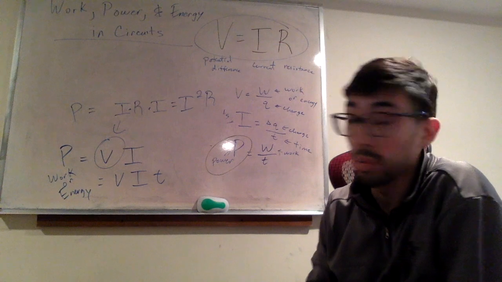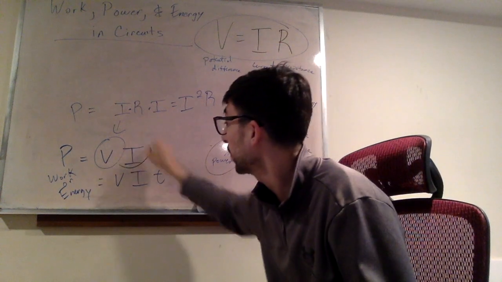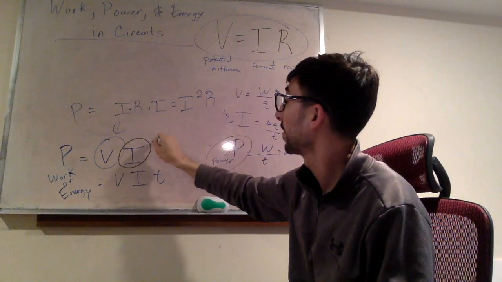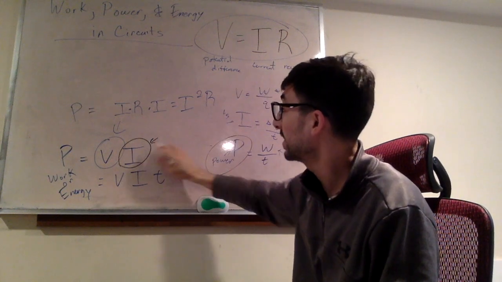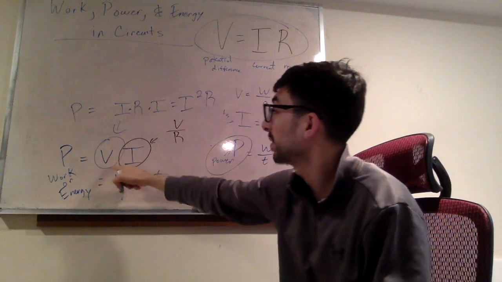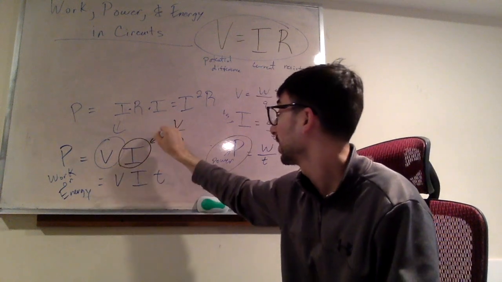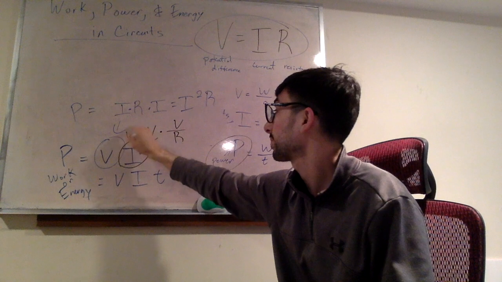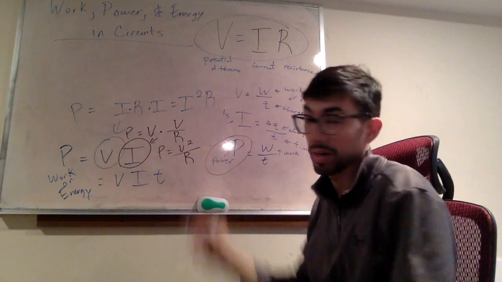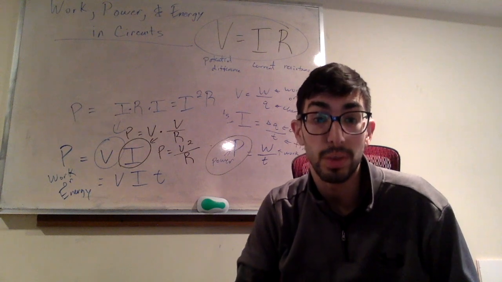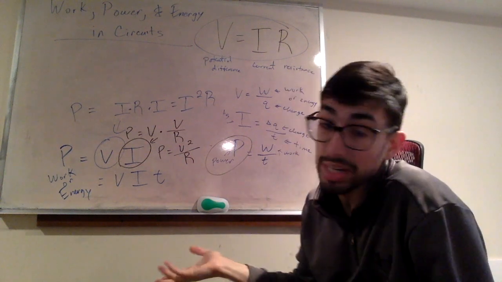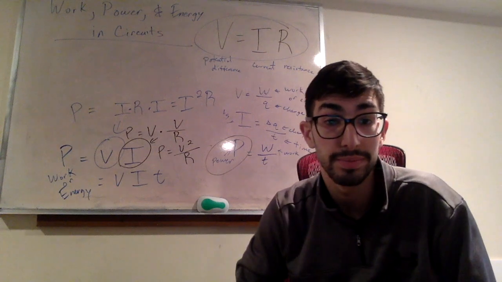Another way you could say it, well, I here, current, is equal to V divided by R. And if the current is V over R, and we're multiplying that by voltage again to get power, well then power is V squared over R. Potential difference squared divided by resistance. And any of those times time will give you the energy in the system.